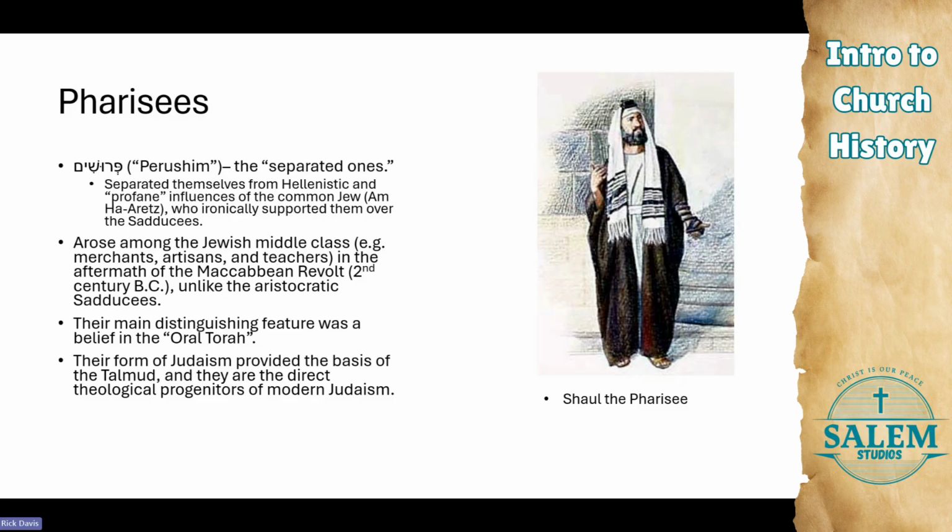about sinners and tax collectors. Why does this man eat with sinners and tax collectors? That's the exact kind of phrase that a Pharisee would say. Oddly enough, when it came to religion, the common people supported the Pharisees by and large over the Sadducees. They were primarily from the Jewish, what we would call middle class, so merchants, artisans, and teachers.